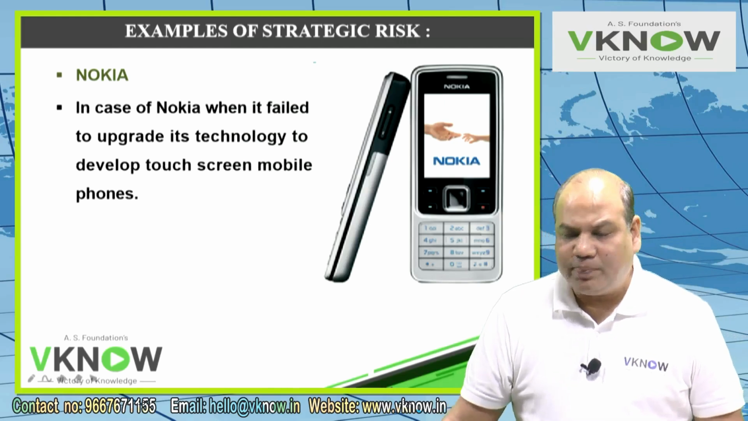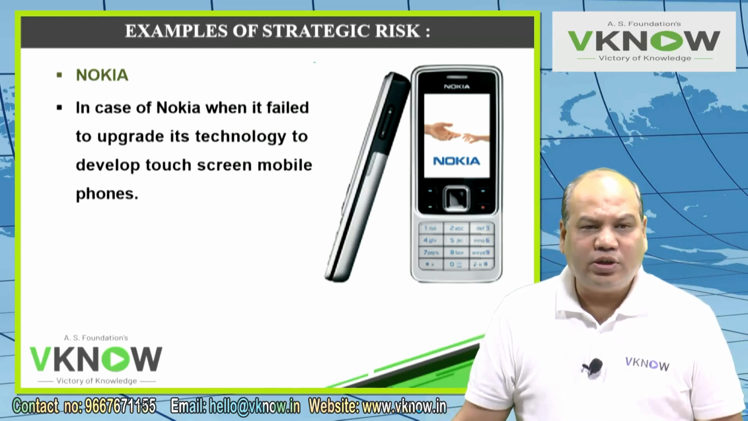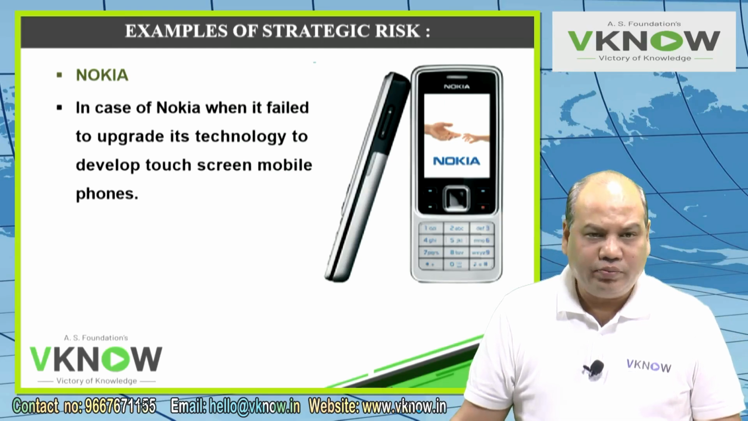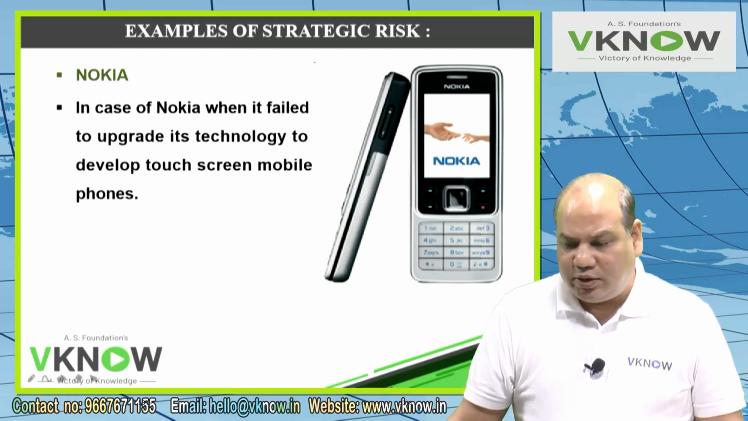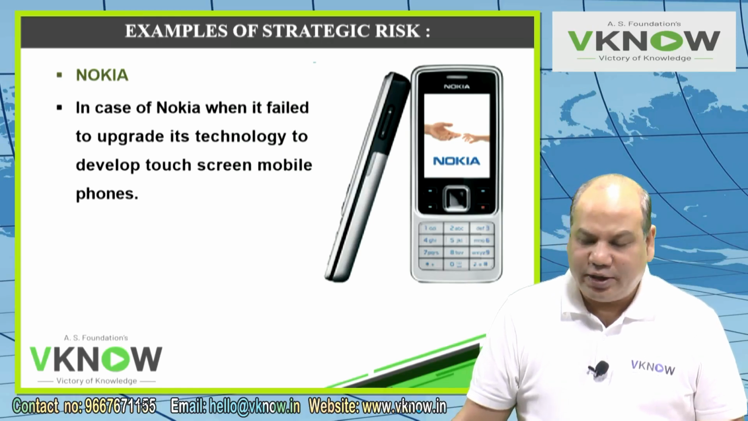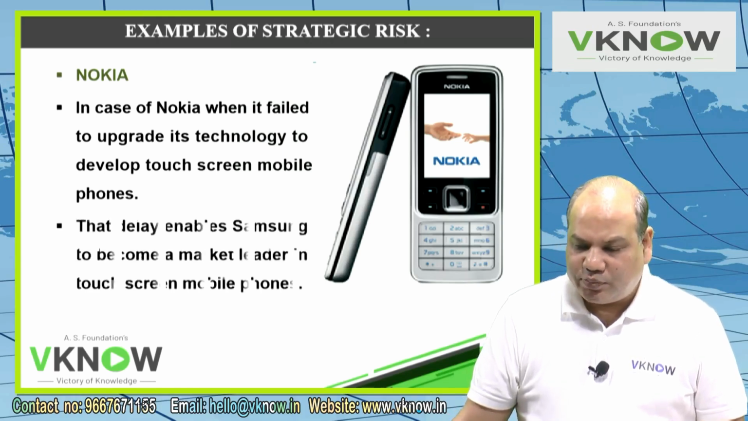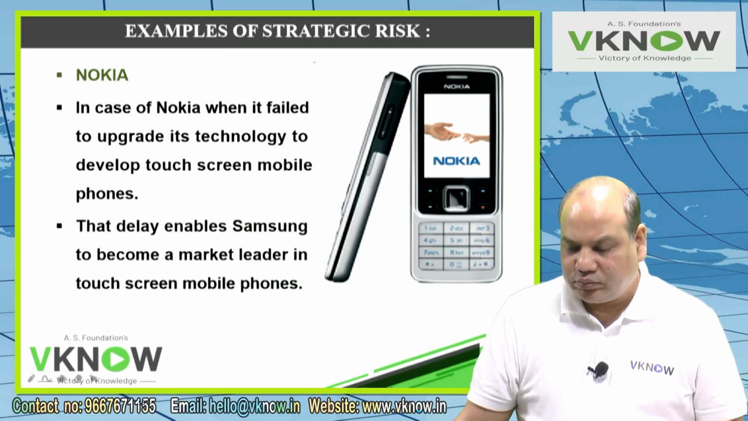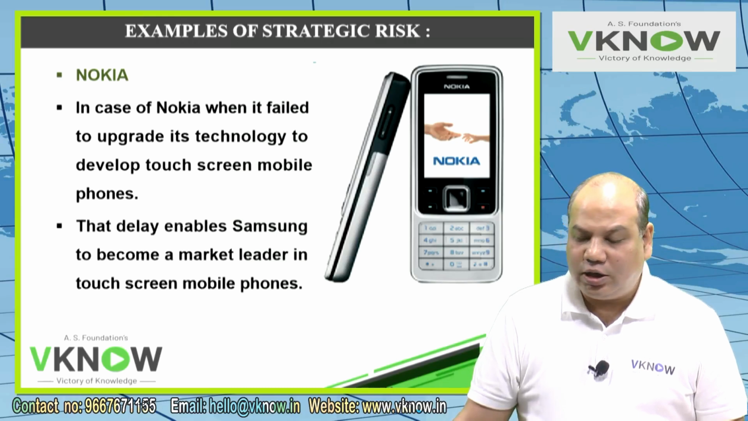So this is an example of how a giant company like Nokia failed to upgrade itself. It could not upgrade its technology on time, and by the time it could do it, the other competitors, like Samsung and Apple, were able to capture the market. Now they have become market leaders in touch screen mobile phones.